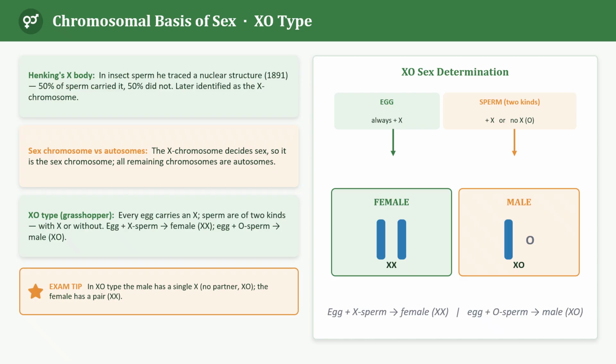See, in the previous videos, we learned how traits are inherited from parents. But another interesting question is how one individual becomes male or female. So this process we call sex determination.